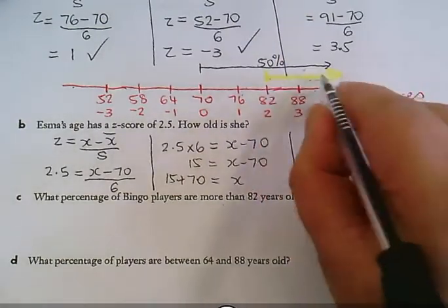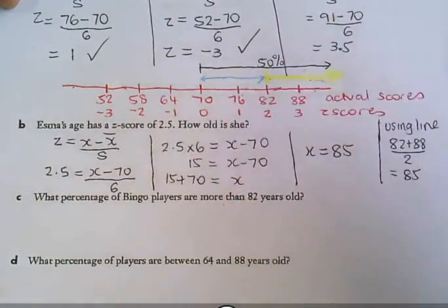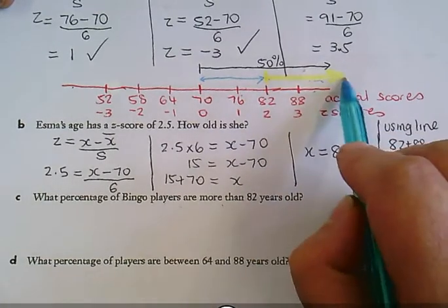I need the yellow bit. I've got to take away this bit. Do you get that? 50% is the black bit from there all the way to the end. I only need the yellow bit.